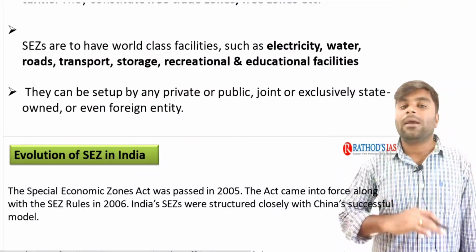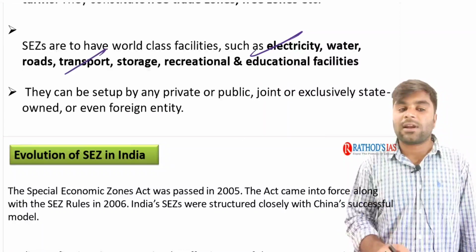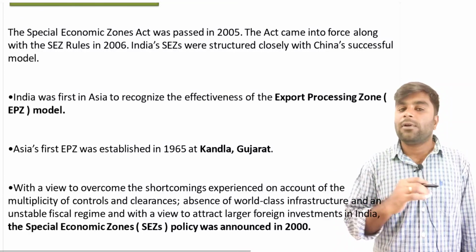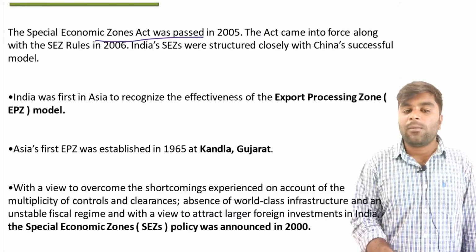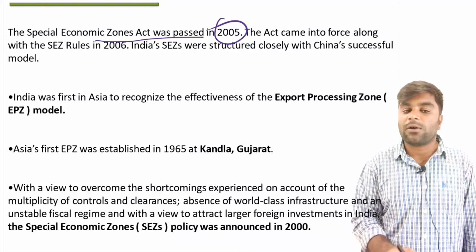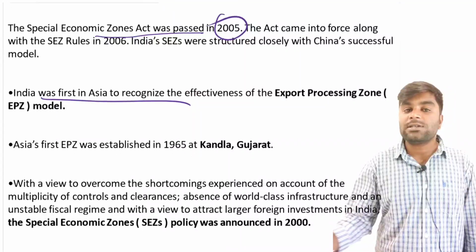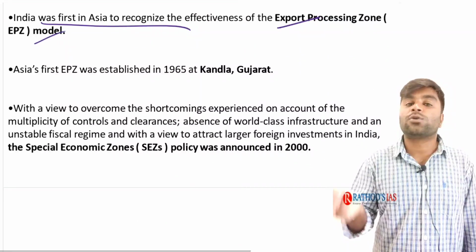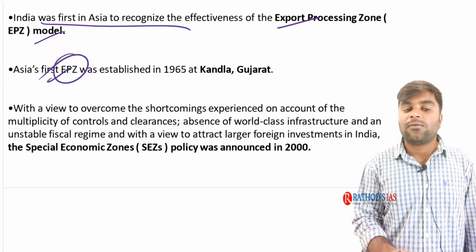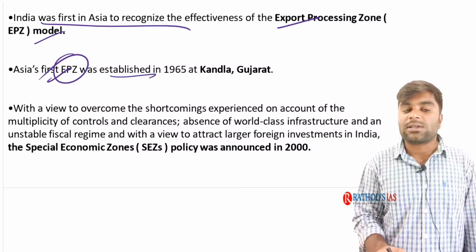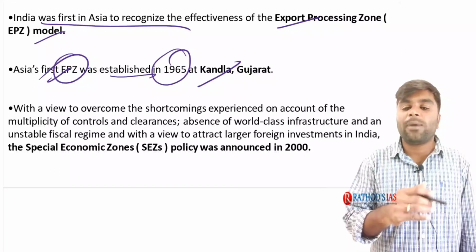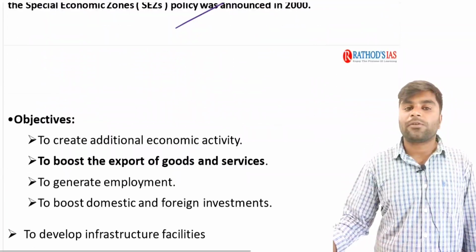Now, an SEZ will have well-developed infrastructure like electricity, roads, transport. And when we look at the evolution of SEZs, the Special Economic Zones Act was passed in 2005, and before that, India was the first in Asia to recognize the effectiveness of export processing zones. This was the old name of it, and Asia's first export processing zone was established in the year 1965 in Kandla, Gujarat. This is the brief background which you need to remember.